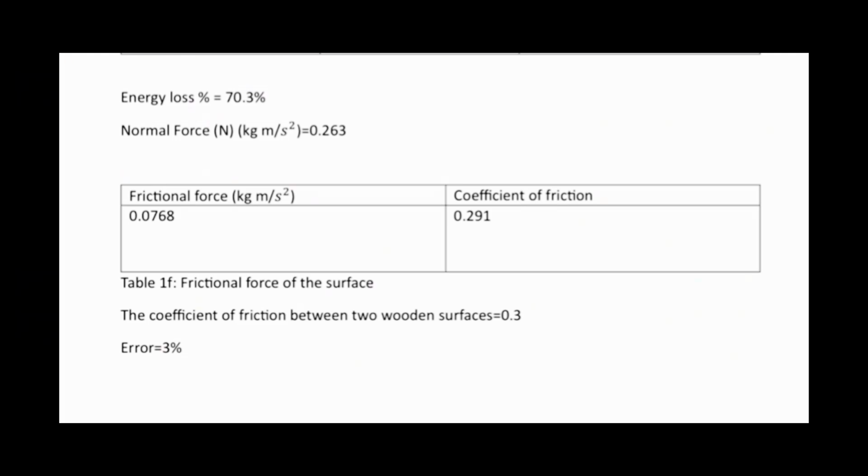The accepted coefficient of friction between two wooden surfaces is 0.3, which is really close to the value that I found with 3% of error.